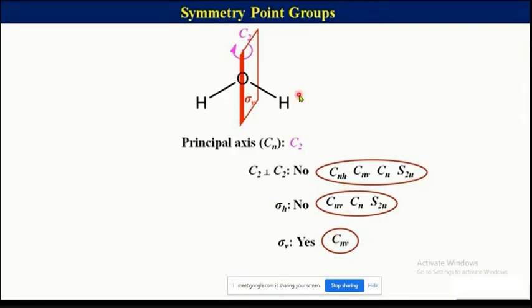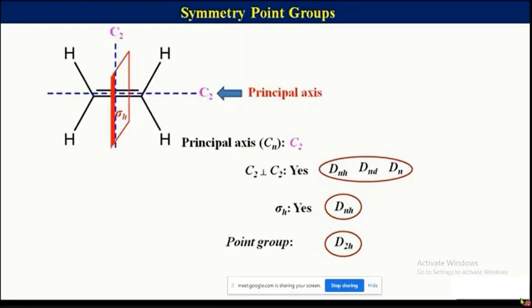Now see, the next thing is sigma v, this vertical plane. You see that plane passing through the oxygen, bisecting the molecule. So sigma v is present. It simply means that the possibility of Cnh is ruled out because sigma h is not present. So what is next? Next is Cnv. Here sigma v is present. And what is the value of n? Only one axis of rotation, that is C2. So the point group will be C2v. So in this given molecule, the point group will be C2v.